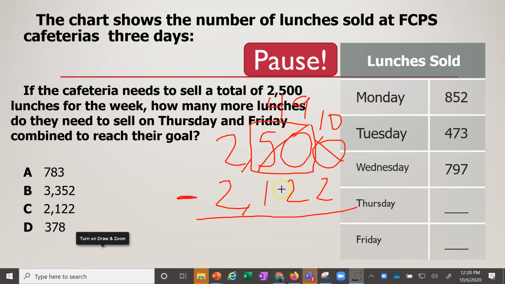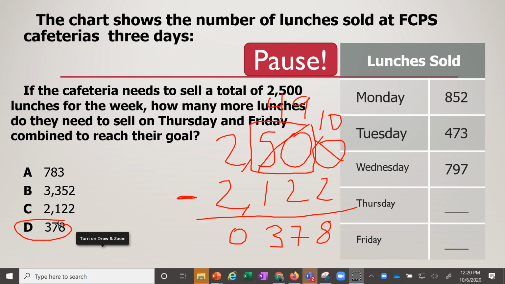All right, now we can solve. Well, 10 minus 2 is 8. 9 minus 2 is 7. 4 minus 1 is 3. And 2 minus 2 is 0. You can put a 0, but you don't have to. So my answer is 378, which is D.